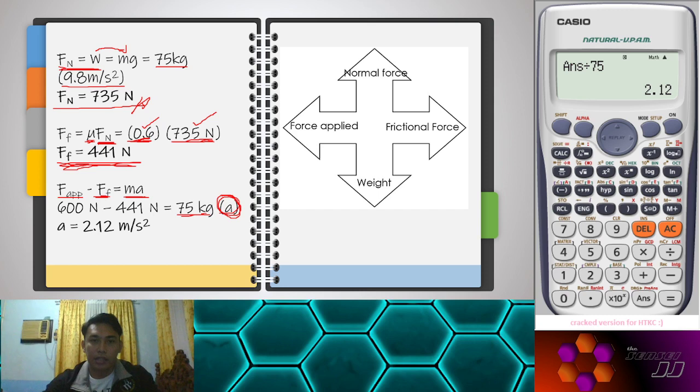So as you can see, guys, that is our unit of acceleration. Guys, kilogram multiplied by meter per second squared will result in newton. Okay? Kilogram times meter per second squared will result in newton.